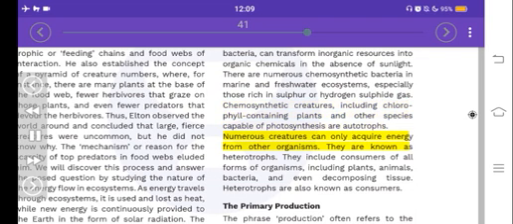Numerous creatures can only acquire energy from other organisms. They are known as heterotrophs. They include consumers of all forms of organisms, including plants, animals, bacteria, and even decomposing tissue. Heterotrophs are also known as consumers.